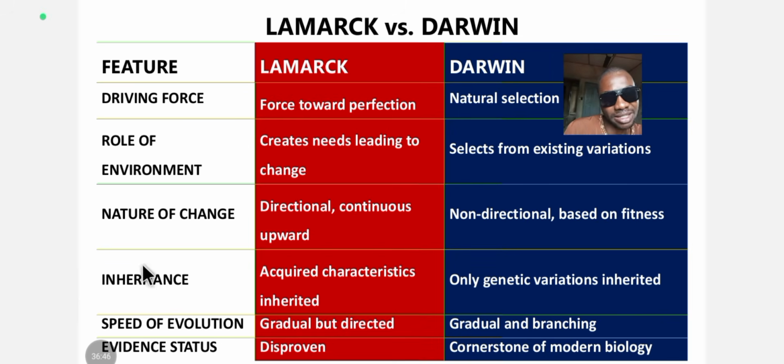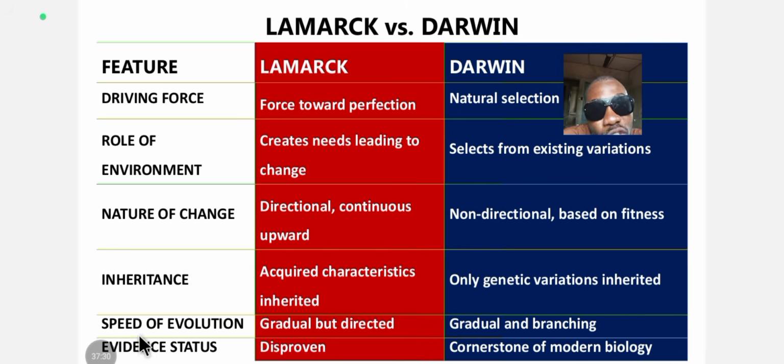Then what is the inheritance, the future inheritance? Acquired characteristics are inherited. That is what Lamarck said, which was disproven. In Darwin's theory, only genetic variations are inherited. Those variations occur in the genes due to adaptability, due to natural selection. Adaptability affects genes and causes changes, variation. Then they transfer from parent to offspring. Only that one is inheritable.